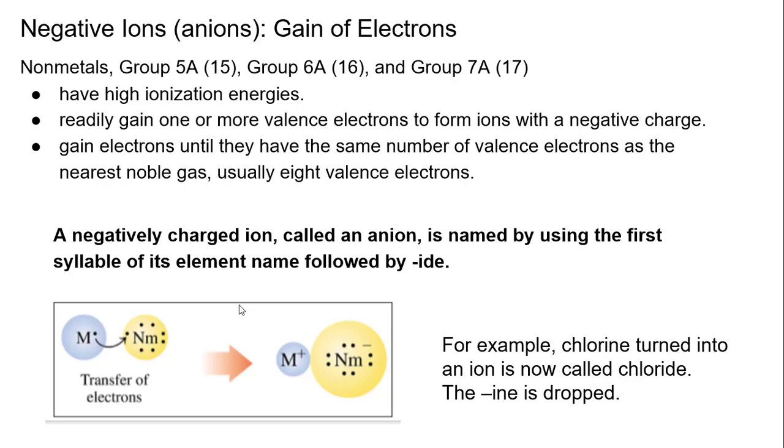Negative ions. So now we are going to the non-metal side. It's important for you, if you get stuck, to ask yourself if it's a metal or if it's a nonmetal. That will then determine what's going to happen next. We are now on nonmetals, and nonmetals take electrons. So those electrons that go away from the metal, they get added to the nonmetal.